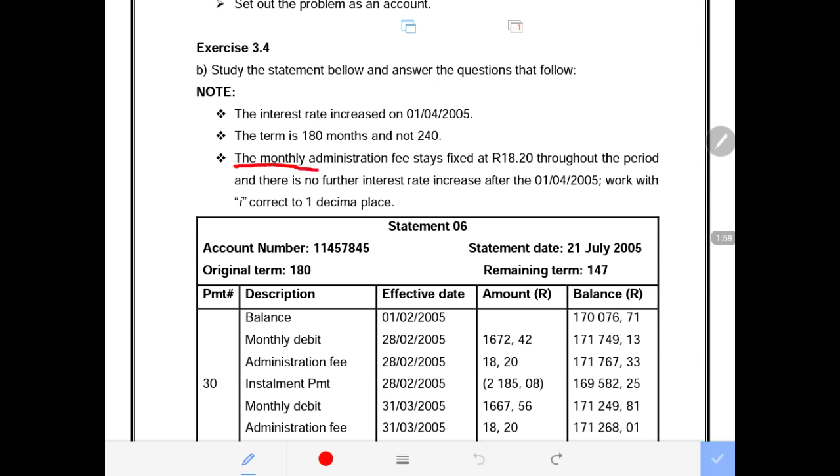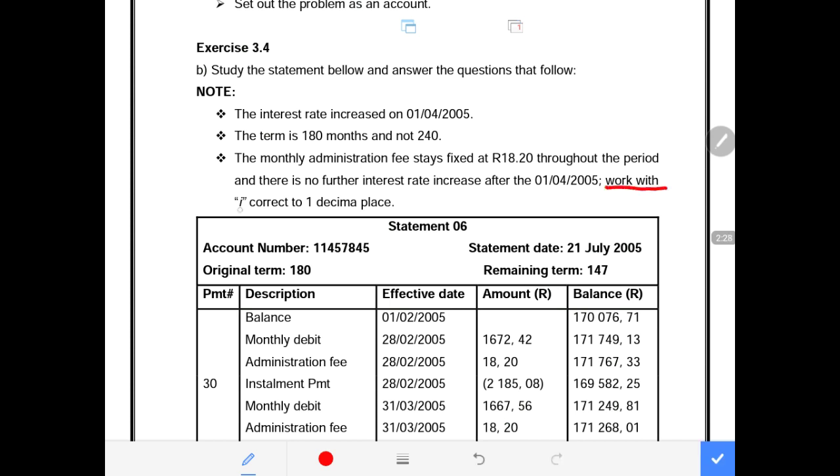The monthly administration fee stays fixed at 18.20. So we have a monthly administration fee, which is the service charge or the service fee throughout the period, and there is no further interest rate increase after the 1st of April 2005. So there was only a once-off increase in the interest rate, and the admin fee of 18.20 must be added every month.